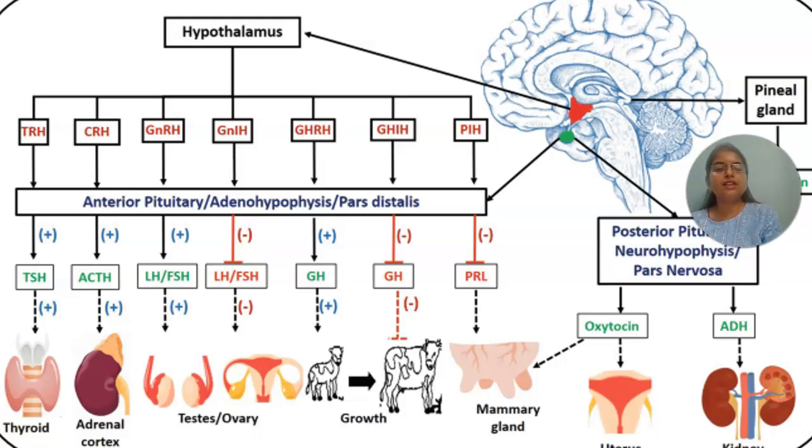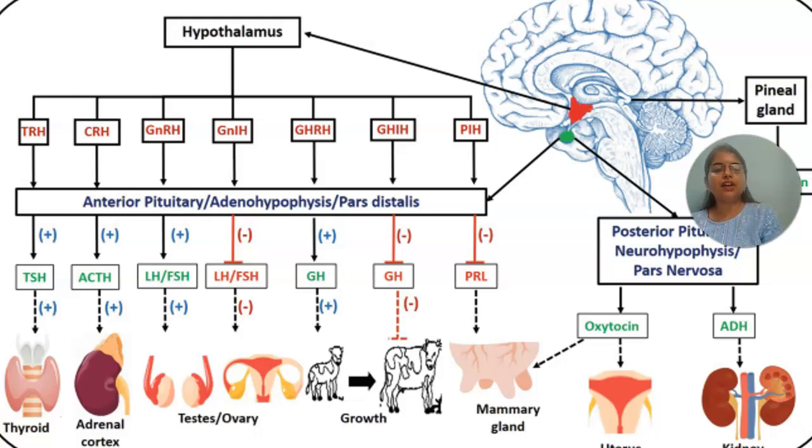So the first one is thyroid releasing hormone, which is controlling the thyroid stimulating hormone released from the pituitary gland, which is in turn controlling the thyroid gland stimulation. Then we have corticotropic releasing hormone, which is controlling the adrenocorticotropic hormone, which is in turn stimulating the adrenal gland.